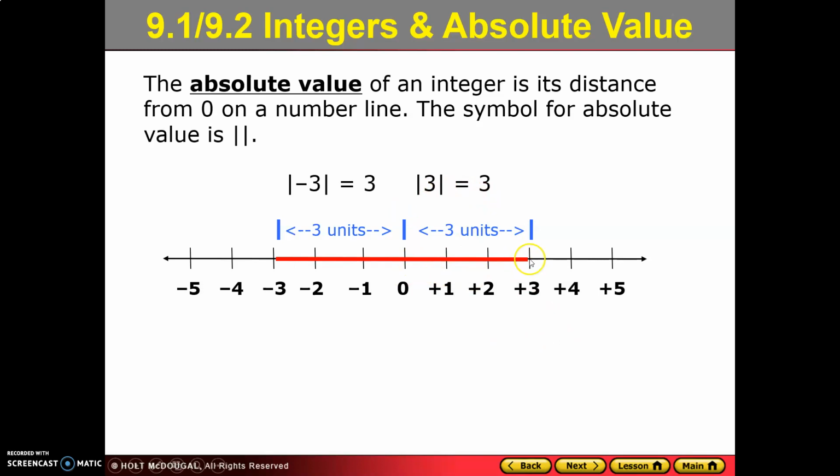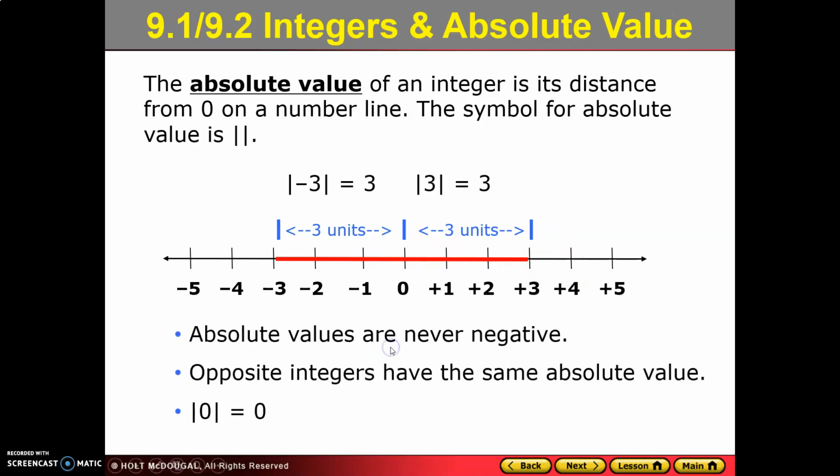How far away is 3 from 0? Again, 1, 2, 3 spots. We're talking about distance, so it has to be positive. So again, jot these in your notes. Absolute values are never negative. And opposite integers have the same absolute value. So if you're talking about -3 and 3, those are opposites of each other, but their answer to the absolute value is the same. It's 3.